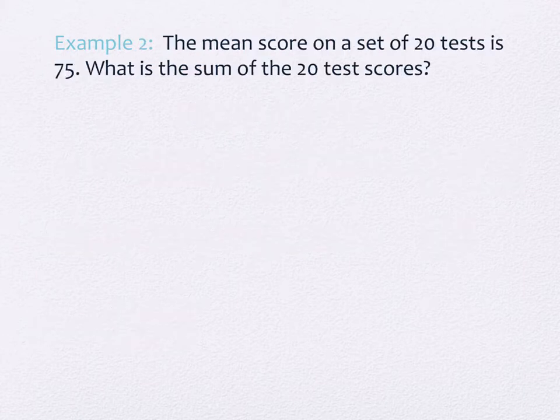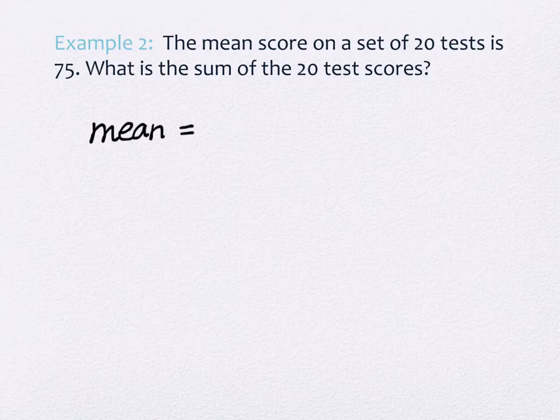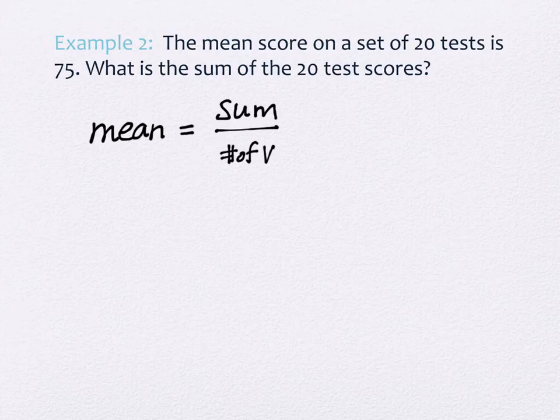All right, let's take a look at a couple of examples that do have context. Example 2 says the mean score on a test set of 20 tests is 75. What is the sum of the 20 test scores? Now, I didn't quite write this out in words, but we talked about it. Our mean takes the sum and divides by the number of values. Imagine you wanted to know what your average test score or quiz score or homework score is in a particular class. You add all those scores together and you divide by the number of those scores.